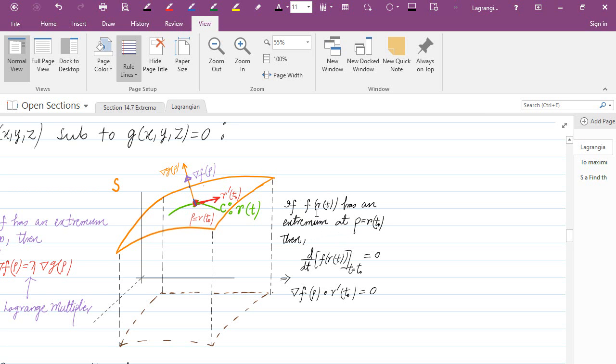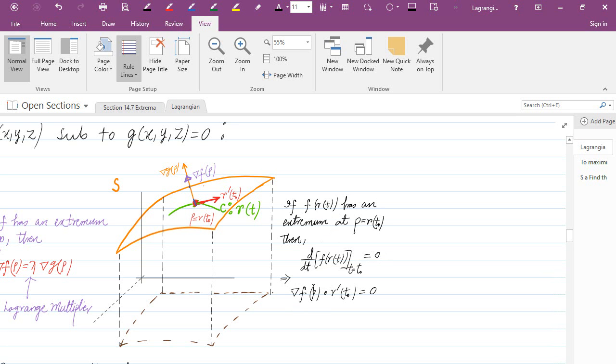and then the derivative of f of r of t at t naught will be 0. Because if f of r of t has an extremum at P, which is equal to r of t naught, that means that f of r of t has a critical point at t naught, and therefore the derivative of f of r of t at t naught should be 0.